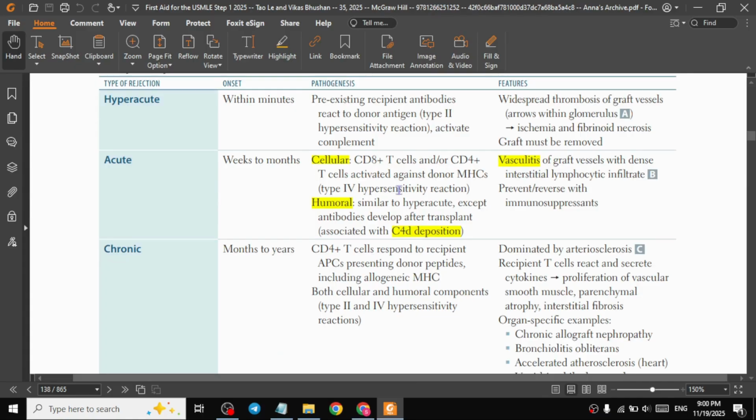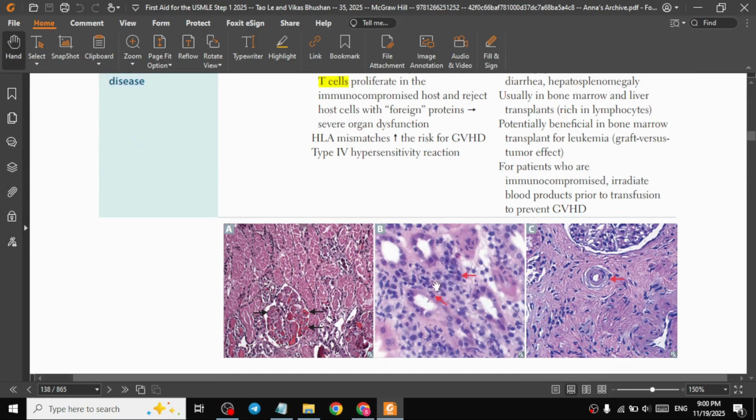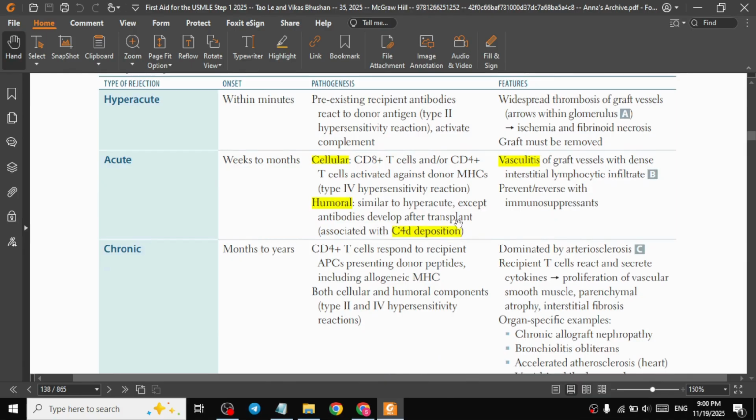Eventually, because of hypersensitivity and humoral stuff, you're going to damage the vessels of the graft. You're going to see lymphocytic infiltrate in the graft, right? And you can prevent it or reverse it if you give immunosuppressants. Okay, that's the main thing, right? So you see large blue cells, lymphocytes circulating within the system. Okay, all right. So that's acute.